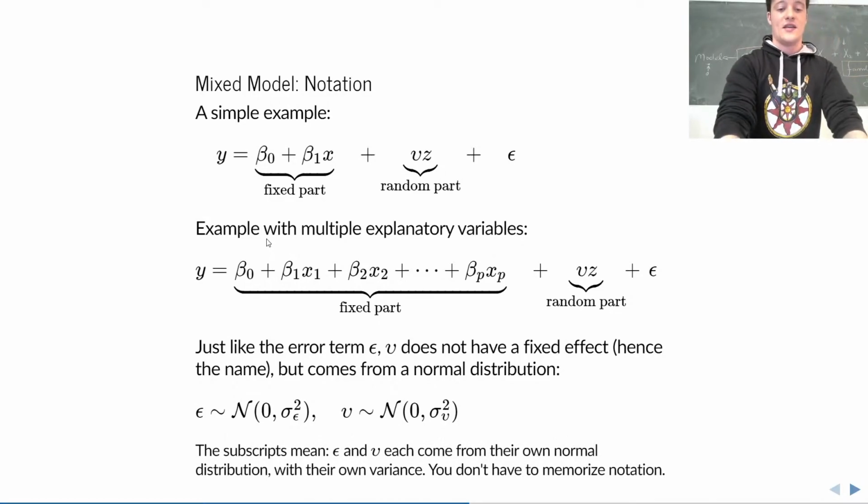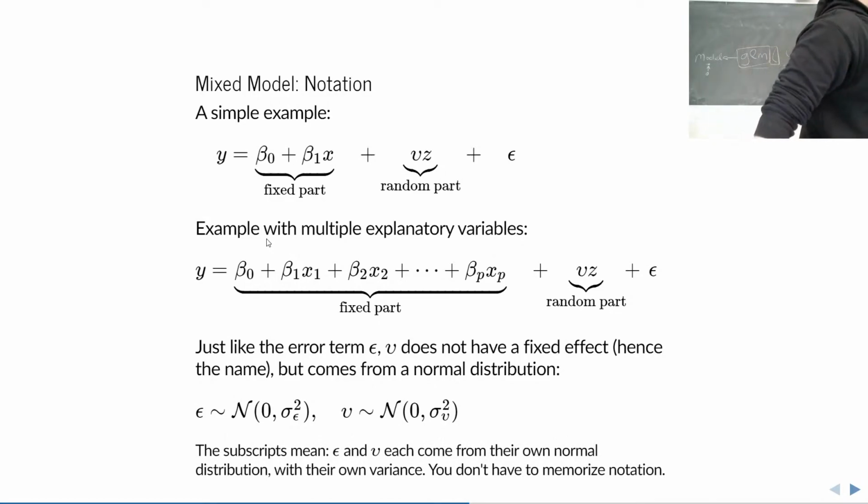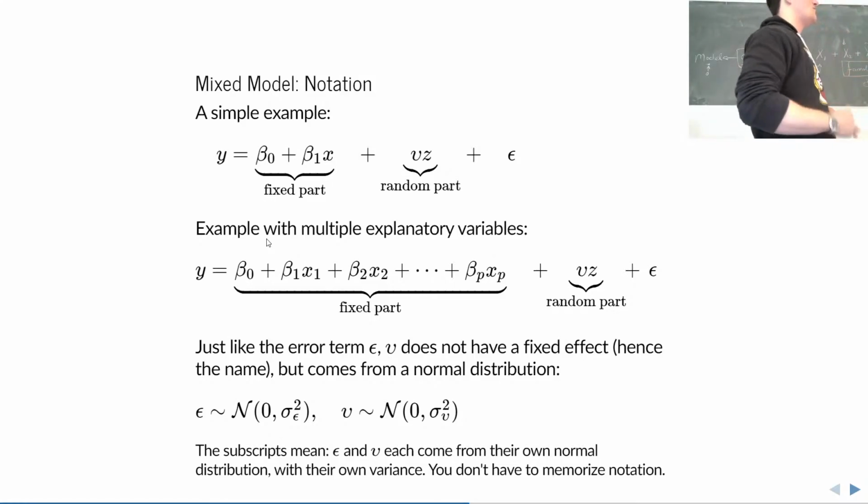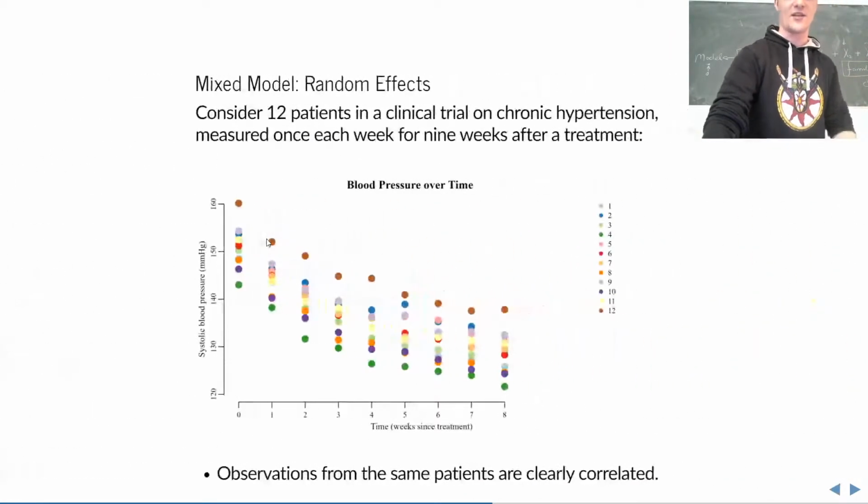There are subscripts over here, so it says sigma squared epsilon, sigma squared epsilon. The only reason for that is to show that these are different variances, so not the same thing. But enough of the notation. Let's see what it looks like.